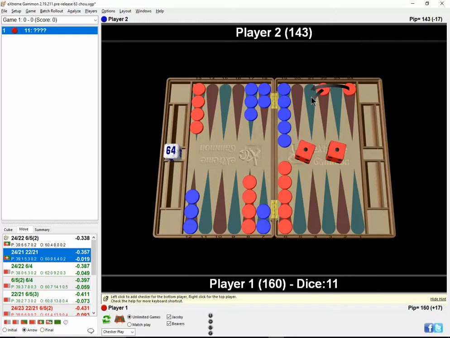There's a saying that Joe Sylvester taught me called offense, offense, defense, defense. When you're on the offense, tend to make a more offensive play. And when you're on the defense, tend to make a more defensive play.